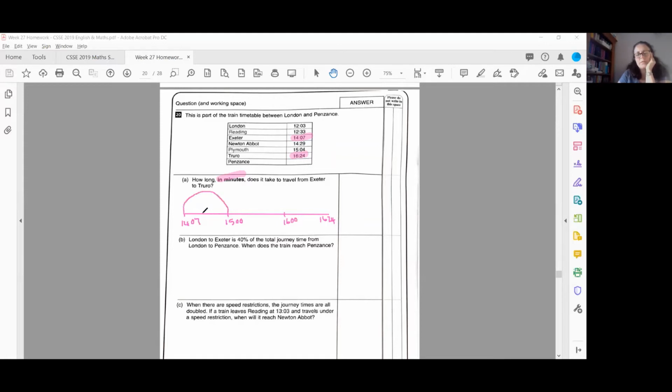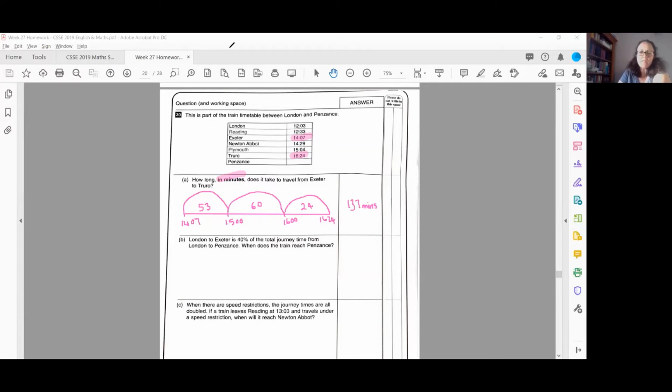So 14:07 to 1500 would be 53 minutes. 1500 to 1600 would be 60 minutes. And 1600 to 1624 would be 24 minutes. So if we add those three amounts together, 53 add 60 is 113. Add 24 would be 137 minutes. So it'll be 137 minutes for the entire journey for that section.